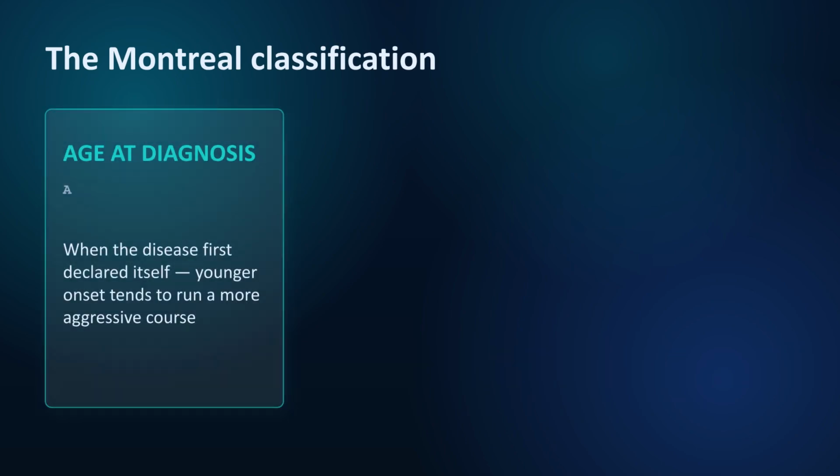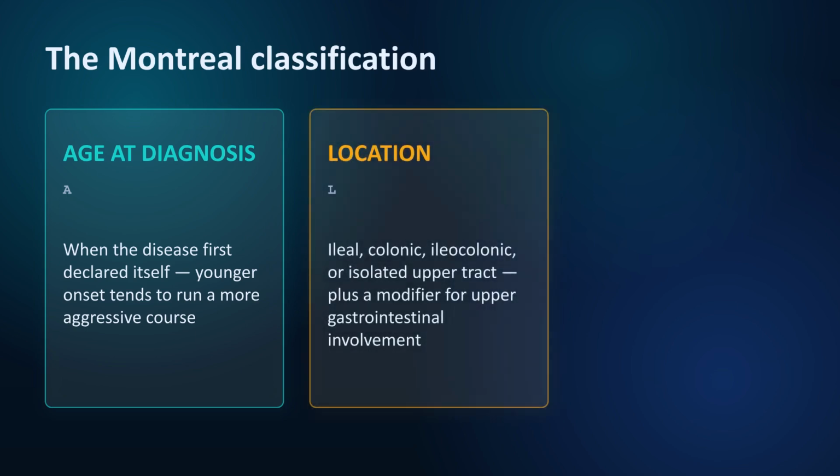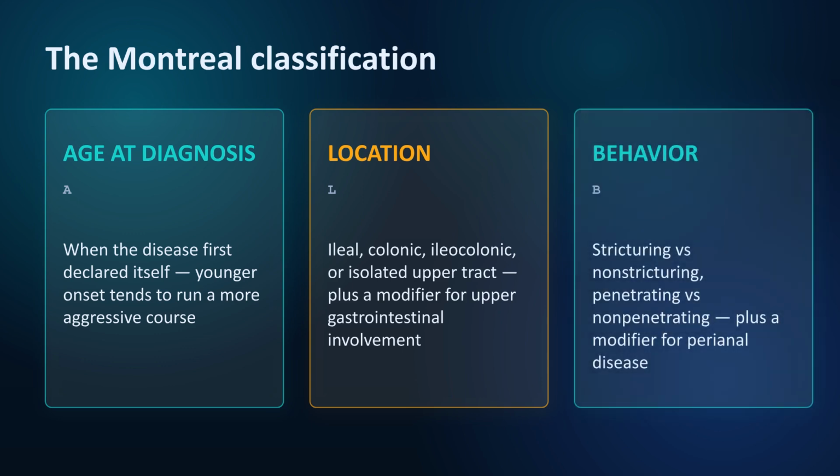The Montreal classification is how Crohn disease gets described in referrals. It has 3 axes. A is age at diagnosis, and younger onset tends to run a more aggressive course. L is location, ileal, colonic, ileocolonic, or isolated upper tract, with a modifier if the upper gastrointestinal tract is involved. And B is behavior, stricturing versus non-stricturing, penetrating versus non-penetrating, with a modifier for perianal disease.